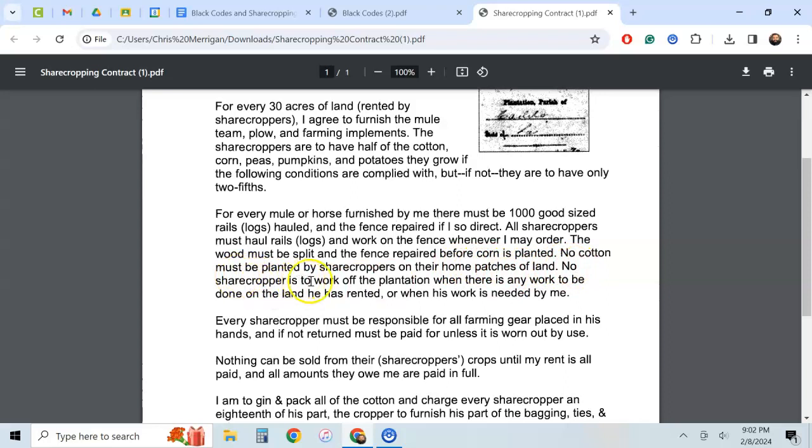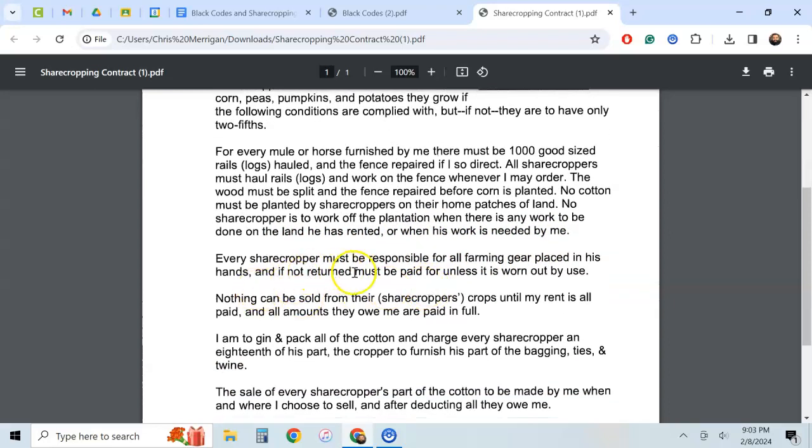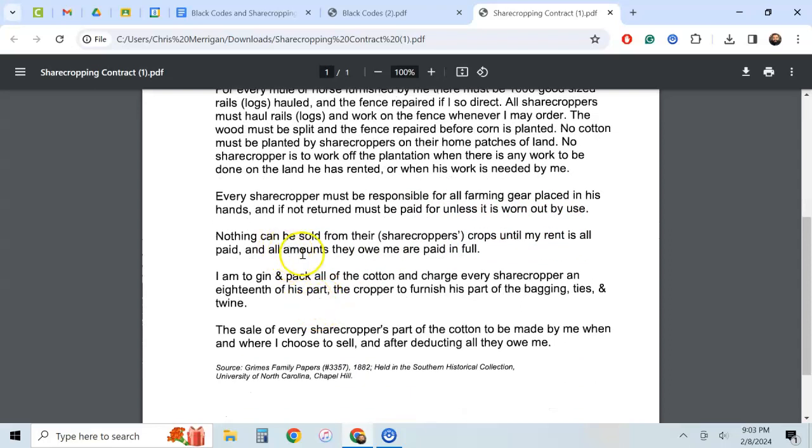No cotton must be planted by sharecroppers on their home patches of land. No sharecropper is to work off the plantation when there is any work to be done on the land he has rented, or when his work is needed by me. Every sharecropper must be responsible for all farming gear placed in his hands, and if not returned, must be paid for unless it is worn out by use. Nothing can be sold from theirs, being the sharecropper's crops, until my rent is all paid, and all amounts they owe me are paid in full.